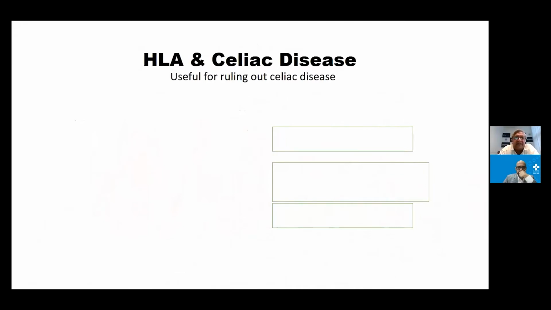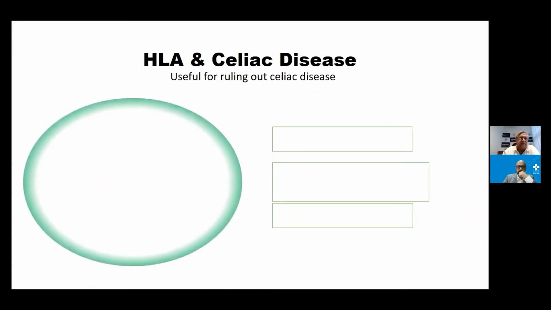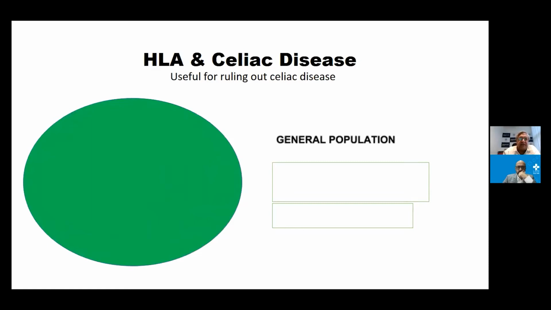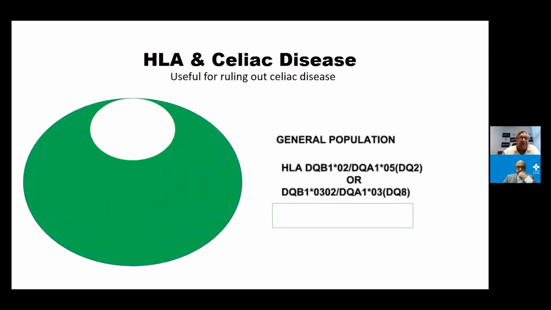To understand the role of HLA in celiac disease, as I indicated, the antigen presenting cells will present the gliadin to lymphocytes on HLA-DQ2 or HLA-DQ8. So overall, in the general population, some of them would have HLA-DQ2 or DQ8. Celiac disease will occur only among those who have DQ2 or DQ8. But there may be many more in which celiac disease has not occurred. That would mean that HLA-DQ2 or DQ8 is necessary, but not sufficient, for celiac disease to appear.